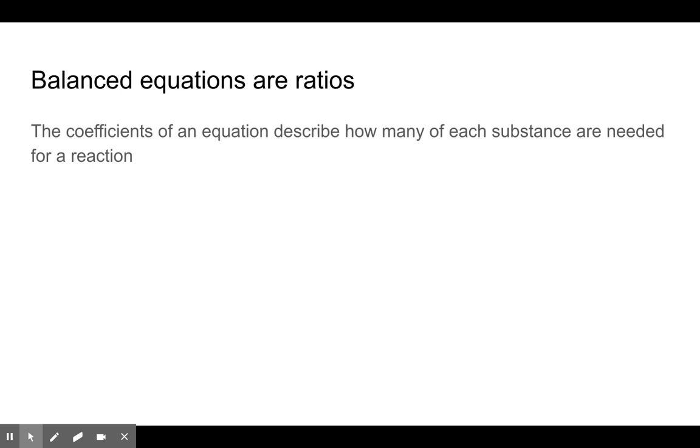So, the idea we discussed in our previous video was balanced equations. The coefficients of an equation describe how many of each substance are needed for that reaction, and those coefficients are actually ratios that we can use to determine how much of each substance is going to be needed for the reaction. So here I have a reaction between silver nitrate and copper, and I've gone ahead and balanced it for you.